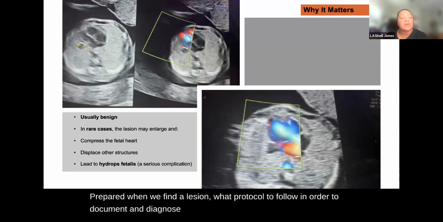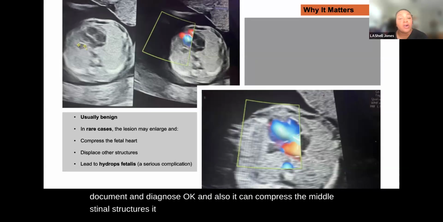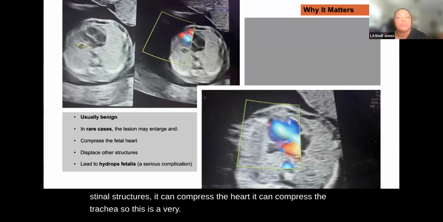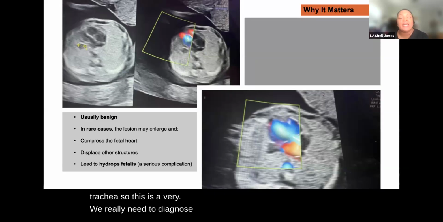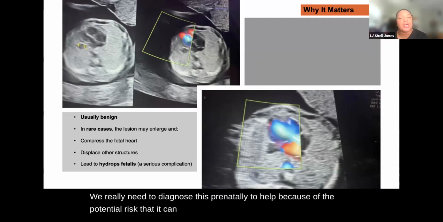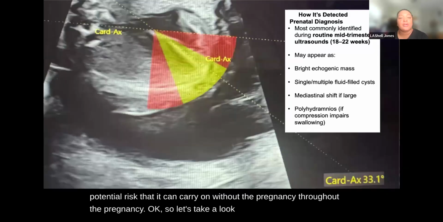Okay. And also, it can compress the mediastinal structures. It can compress the heart. It can compress the trachea. So we really need to diagnose this prenatally, because of the potential risk that it can carry on throughout the pregnancy. Okay, so let's take a look further.